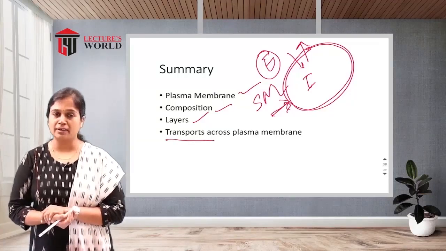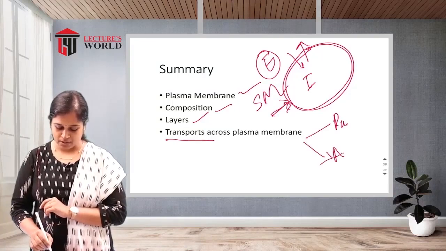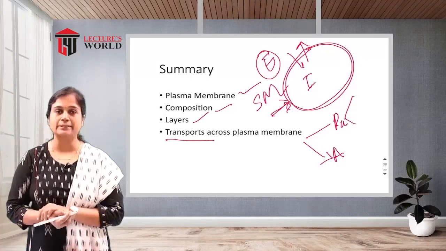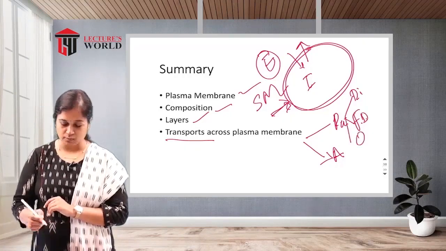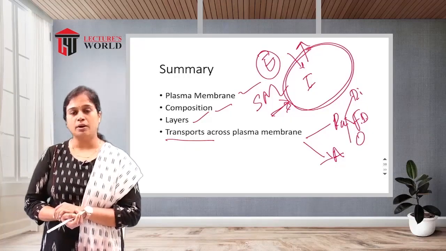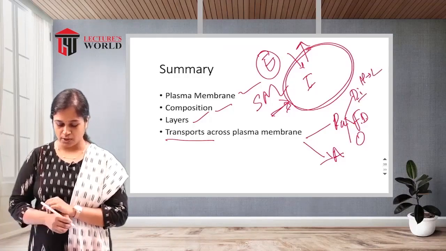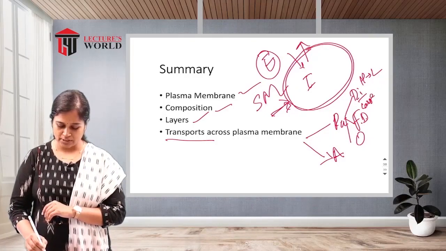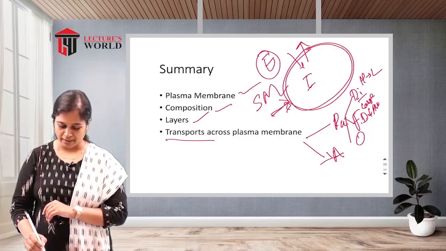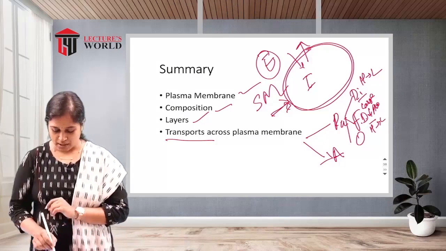We saw there are different types of transport. First is passive transport and active transport. Passive transport has two types, diffusion and facilitated diffusion, and the other type is osmosis, which is a special type of diffusion. In diffusion, molecules move from higher concentration to lower concentration. In facilitated diffusion, larger molecules are moved with a protein carrier, from higher concentration to lower.